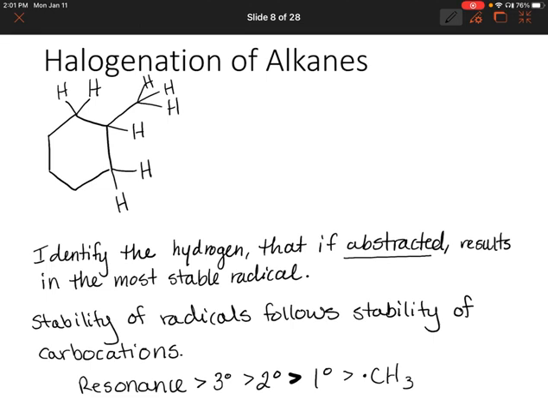So what I would like you to do is figure out, okay, if I remove one of these hydrogens, what does the radical look like? And is it stable? So go through your different options, and you can try this on your own first, and then once you're done, you can unpause the video and we will go over it together.